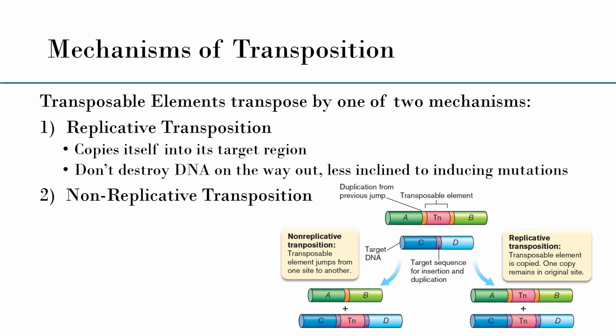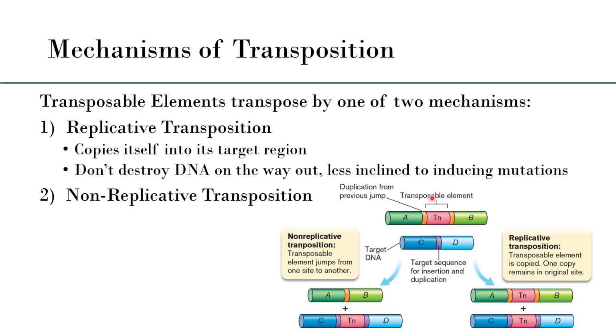Now, when these transposable elements transpose or move, they do it by two different mechanisms: replicative and non-replicative transposition. With replicative transposition, we are replicating the transposon first. So here we see the transposon in between genes A and B, and it has a target sequence in between genes C and D. For replicative, it will copy itself and then insert the copy in between C and D. So in the end, the transposon is found between A and B and C and D.